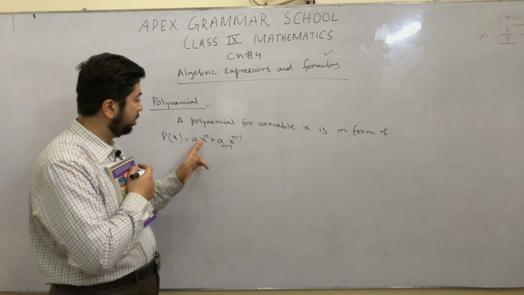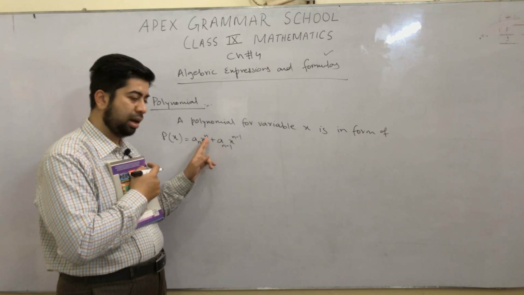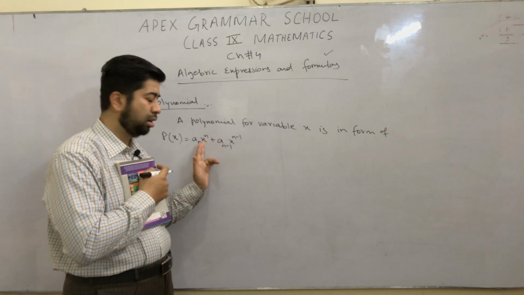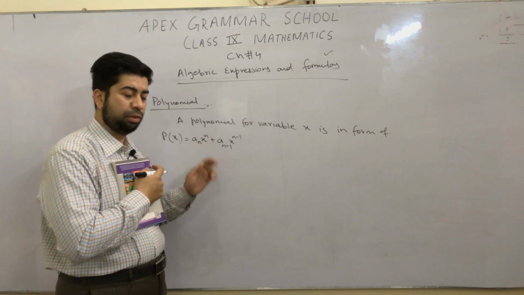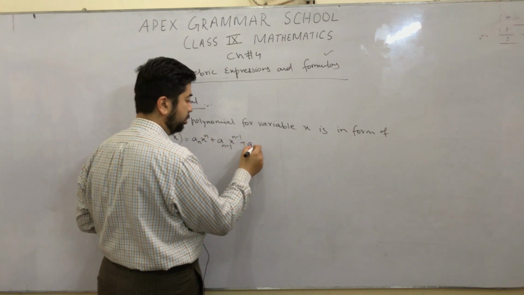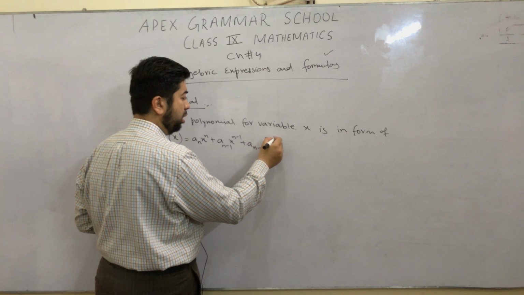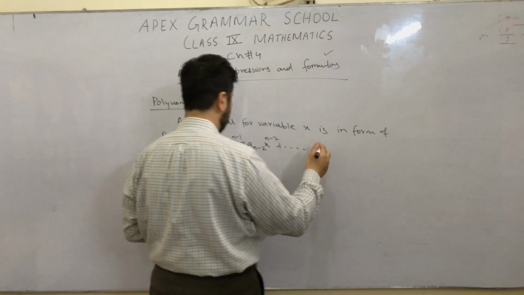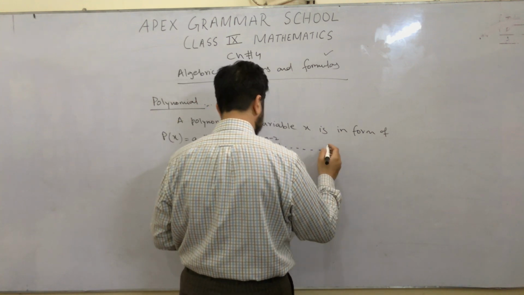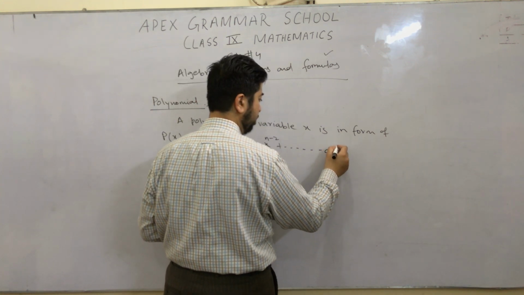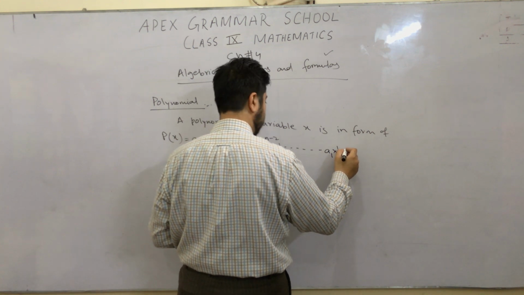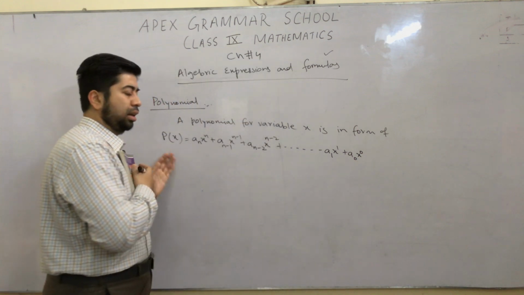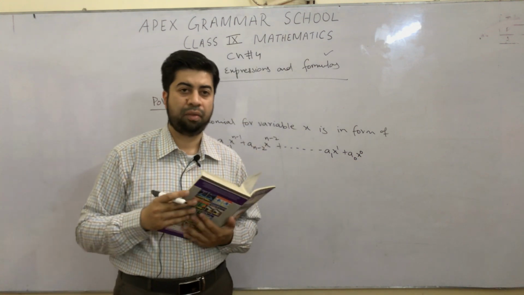You can see that the first variable power is high, then after that the variable power is less. Before, the power was x raised power n, and after that a base n minus 2, x raised power n minus 2, and this goes on and on till a base 1, x raised power 1, and after that a base 0, x raised power 0, and that's it. This is the polynomial.